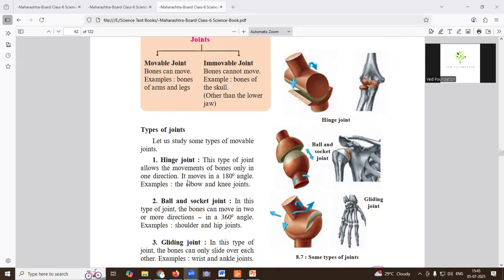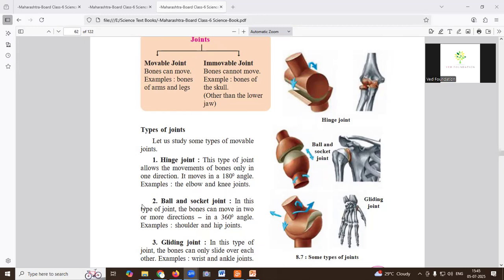See, observe the movement of the elbow. At the elbow, hands can move only in one direction, inward, not backward. The knee's movement is also only in one direction. So at the elbow and knee, hinge joint is present.